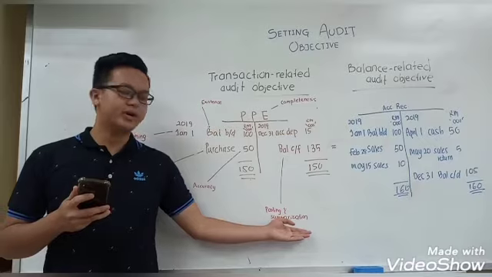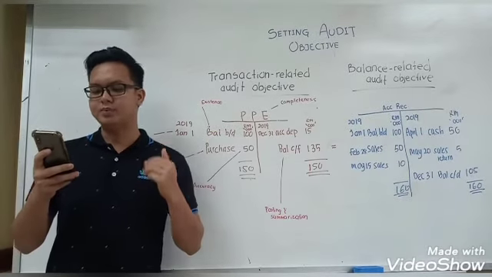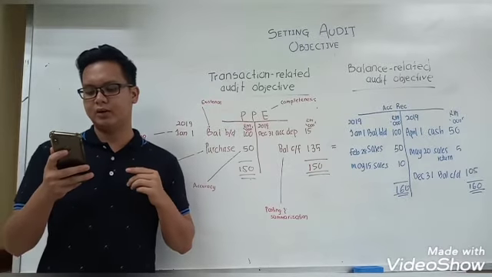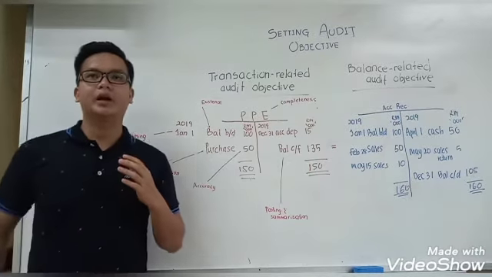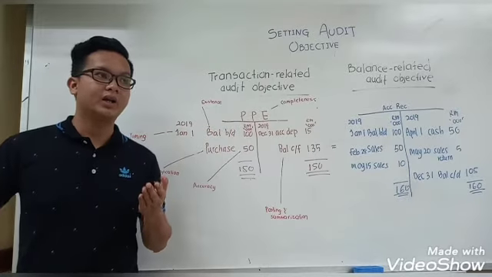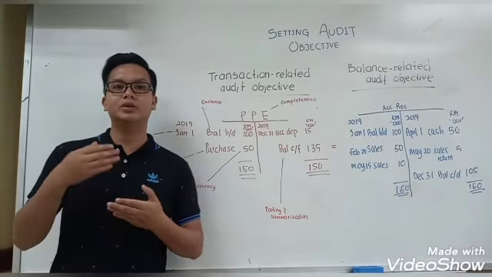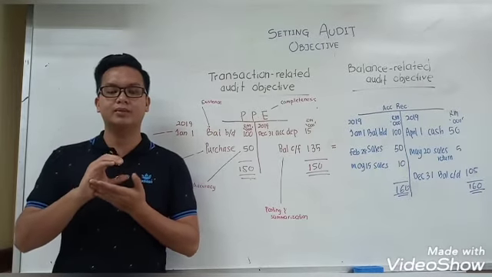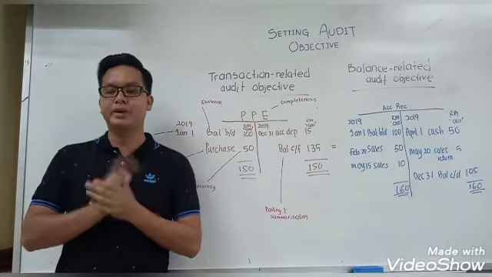Posting and summarization. Recorded transactions are properly included in the master files and correctly summarized. For example, account debtors. Debtor accounts must be summarized and included into one master file, which is known as accounts receivable, to know its balance at the end of the period.